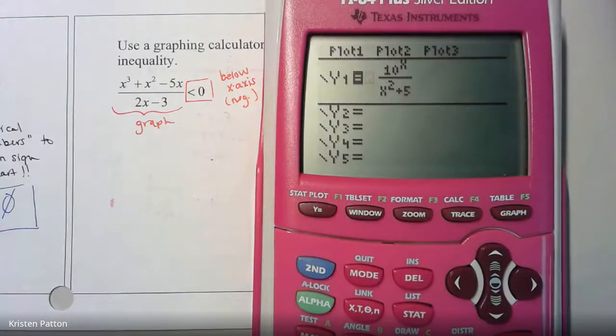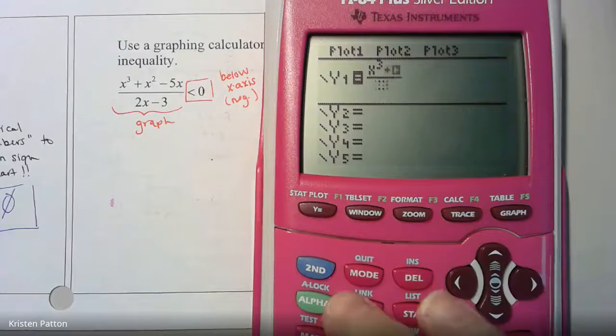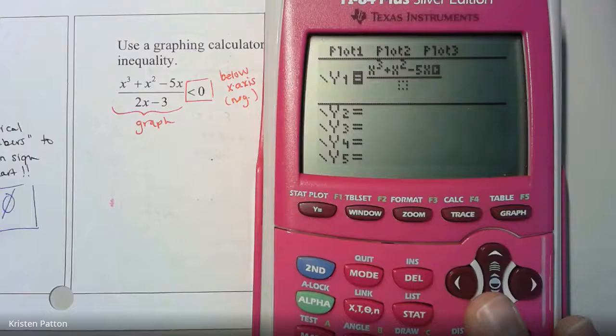Ask questions, okay? So let's go graph this function. Everyone, if you're using Desmos, go to desmos.com, type this function in. Using Inspire, start a new document, get a graph page, type this function in. I've got a fraction. I'm going to graph x cubed, get out of your exponent, plus x squared, get out of the exponent, minus 5x, all over 2x minus 3.